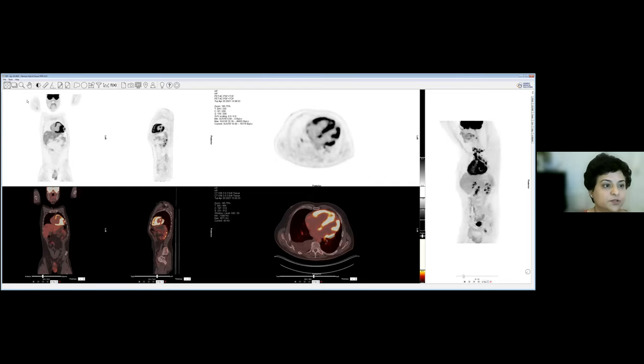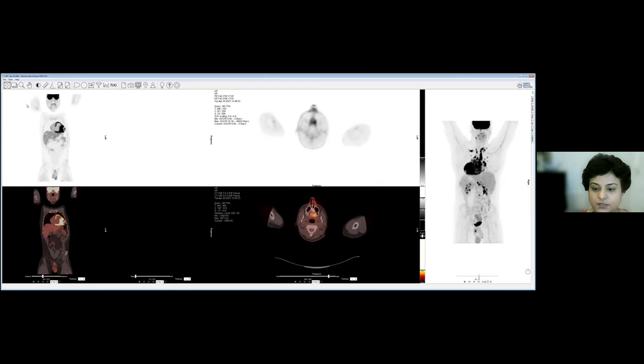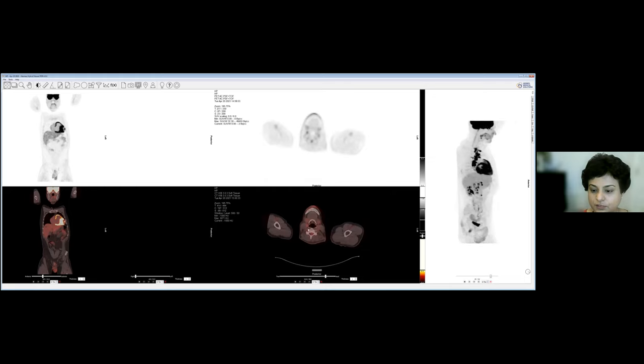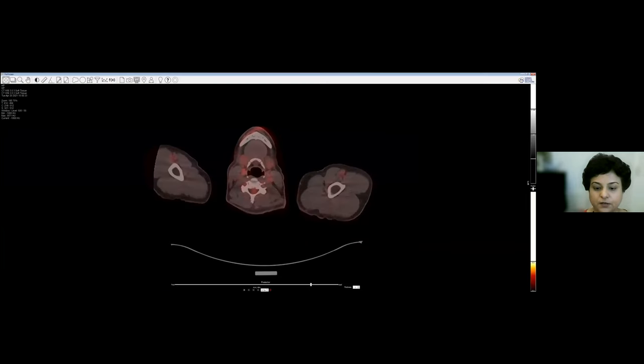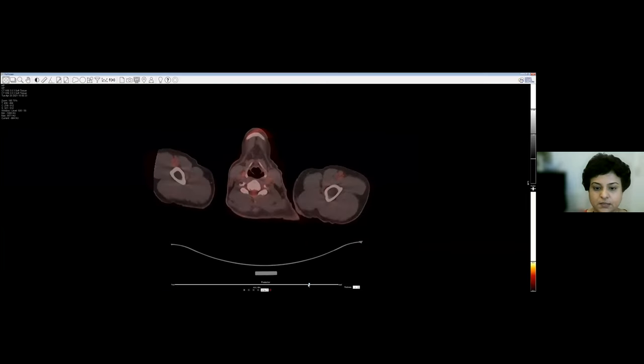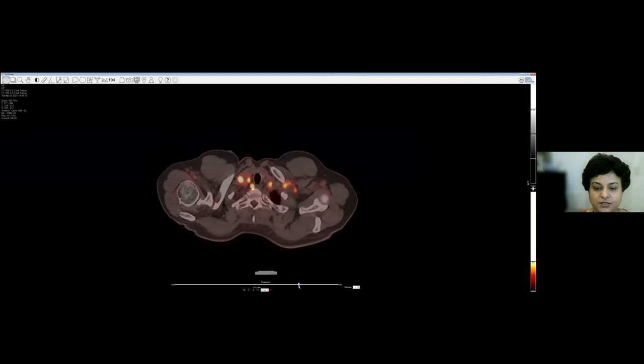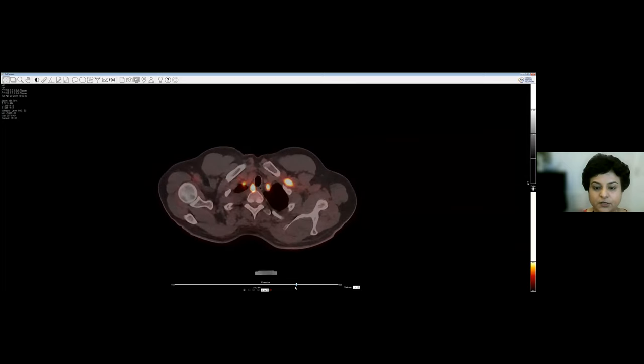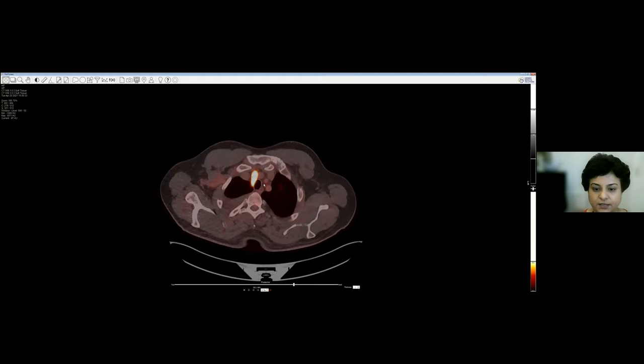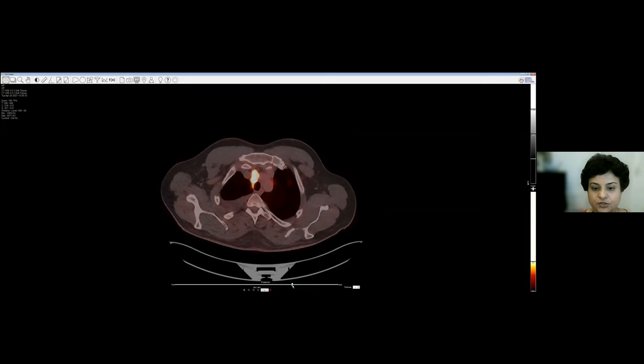I'm going through some images here so I can show you things in detail. I scroll through the images and show you the sites of active inflammation, which are in the nose. These are supraclavicular and paratracheal. That's the trachea, the windpipe, and you can actually see air in it, which is how you differentiate it from the esophagus next to it. And you can see inflammation in the nodes near the trachea.